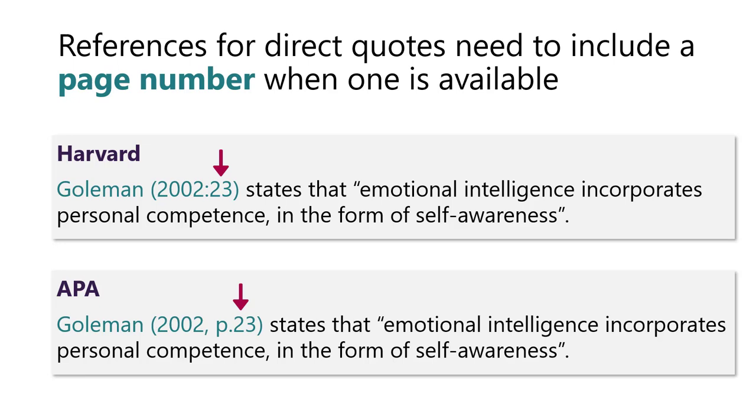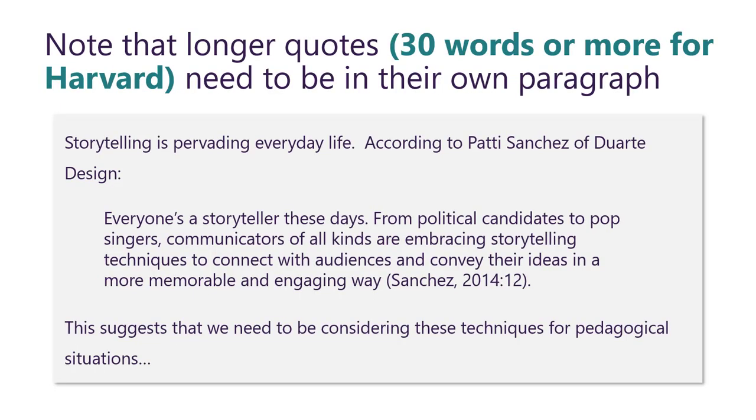The format of this differs slightly between Hull Harvard and APA referencing, with Harvard just using a colon to separate it from the date and APA adding a comma and the letter P, or sometimes PP if the quote goes between two pages. If your source doesn't have page numbers, such as a web page, then this can be omitted. If your quote is a long one, which is 30 words or more in Hull Harvard, you would not put it in double quotation marks in your text.